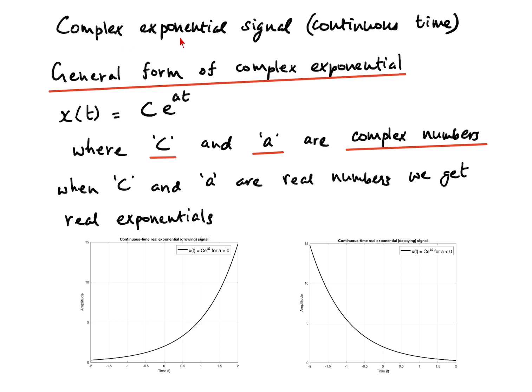That is what we call the complex exponential signal. In the first instance we will discuss the continuous time version of the complex exponential signal, and later on we will see the discrete version as well. The general form, as we've seen earlier, is c e power a t. Because we are dealing with complex exponentials, these parameters c and a are going to be complex numbers. When we had these as real numbers, we got real exponentials, which we saw in the previous lectures. These are the plots for the real exponential signals, when a is 0 or greater than 0, and when a is less than 0. For a positive, it's a growing exponential, and when a is negative, it's a decaying exponential. Today we will focus on the case when c and a are complex numbers.